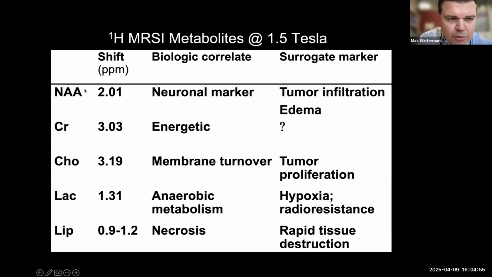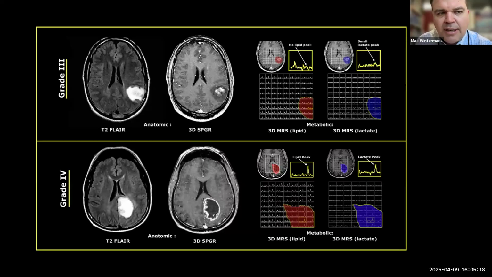So here again are the different metabolites we looked at, typically where they are in terms of their chemical shift, their frequency compared to water. And again, the NAA is a normal marker, the creatine is your reference, and the choline is a marker of membrane turnover in tumor proliferation, but also other conditions.